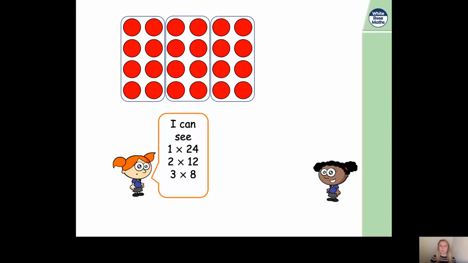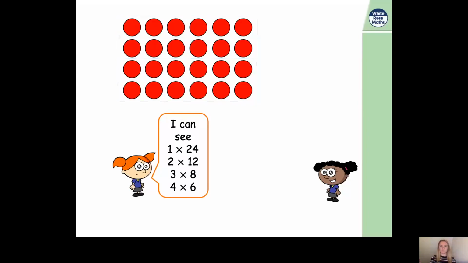Now, you can see a pattern here. 1 multiplied by, 2 multiplied by, 3 multiplied by, 4 multiplied by. Yes, 4 multiplied by 6. There you go. So we can make 4 equal groups of 6 with the same counters.